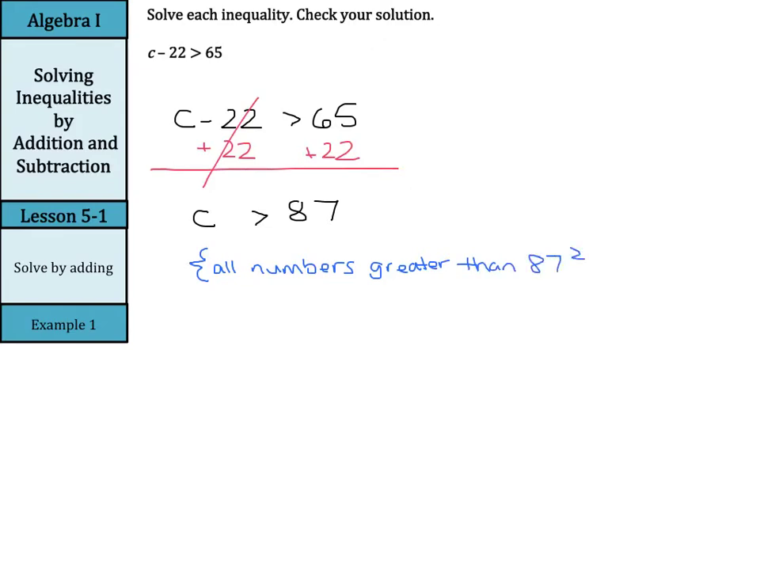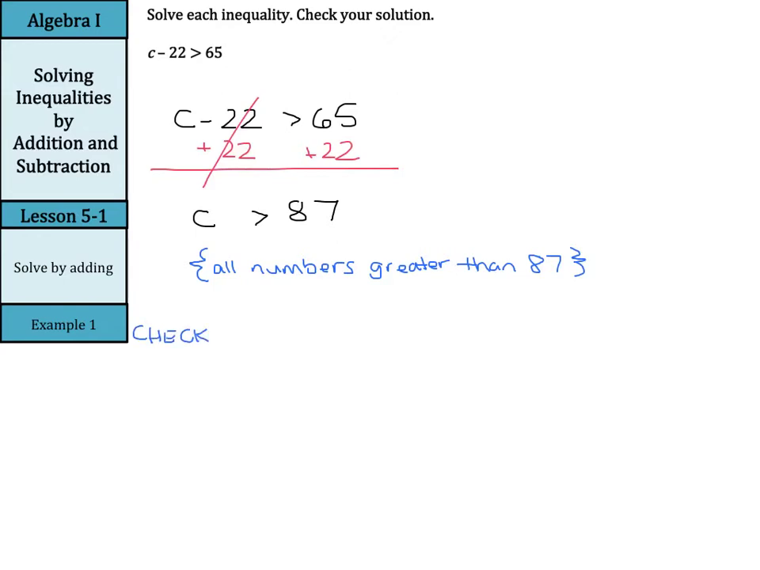And then close our brace. So there in blue is one way of expressing our answer, and we'll go over at least one more as we go through this. Now, we are required here to check our solution.